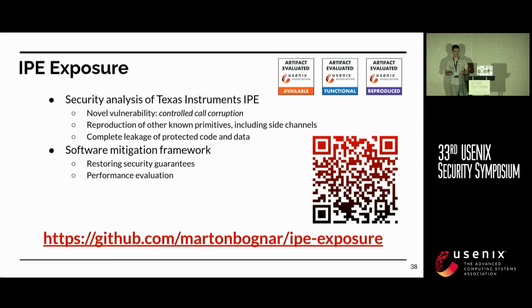To summarize, we conducted a security analysis of TI-IPE. We found a number of vulnerabilities, including a novel vulnerability, the controlled call corruption, but we also reproduced a lot of existing vulnerabilities and attacks from the TEE literature. These allow the complete leakage and corruption of protected code and data inside the IPE region. We also wrote this mitigation framework that can restore these security guarantees. I invite you to check out the paper for a lot more details, the performance evaluation, and all the case study attacks that we performed.